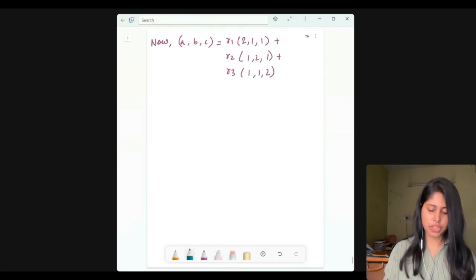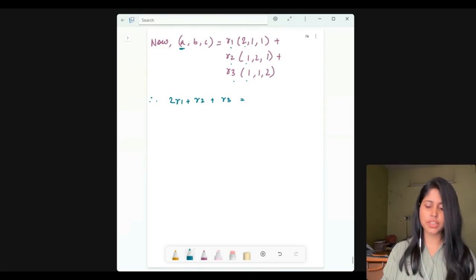What are the three equations? The first equation is 2 into r1 plus 1 into r2 plus 1 into r3. So basically it is 2r1 plus r2 plus r3, which will be equal to, using the property of equal vectors, a. The next equation will be 1 into r1 plus 2 into r2 plus 1 into r3.